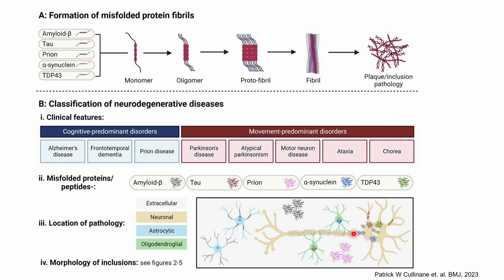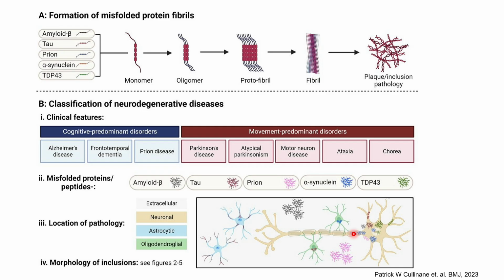So what are the proteins that get misfolded and result in neurodegeneration? These include amyloid beta, tau, prion, alpha synuclein and TDP-43. It's very easy, you can see there are monomers, then oligomers. Basically they accumulate and form the fibril and ultimately the plaque.